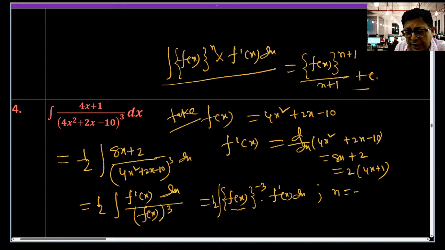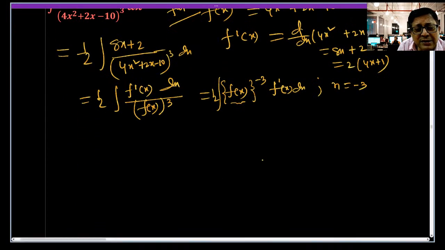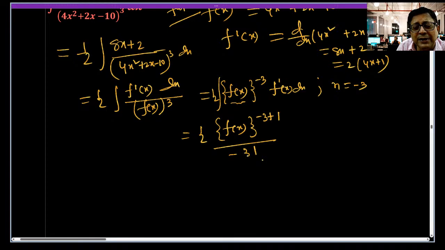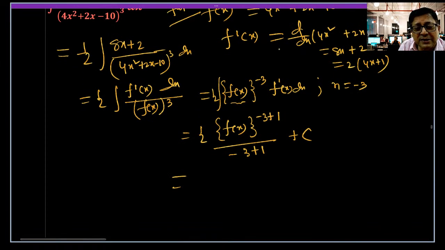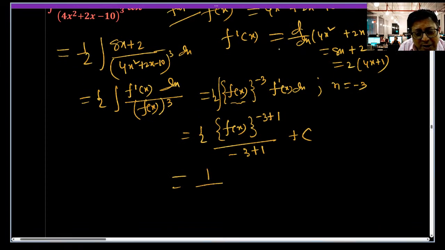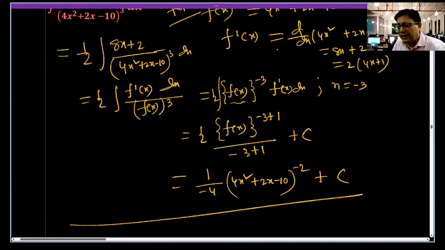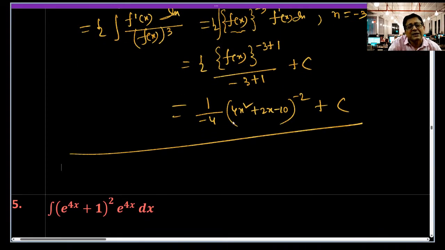So here n is minus 3. Write it as f(x) to the power minus 3 plus 1 by minus... plus c. What is f(x) over there? That is 4x squared 2x minus 10, right? 1 by minus 4x squared, this to the power minus 2 plus c. Clear? Understood? I think it's clear to you. You have understood. Okay? So go for next one.